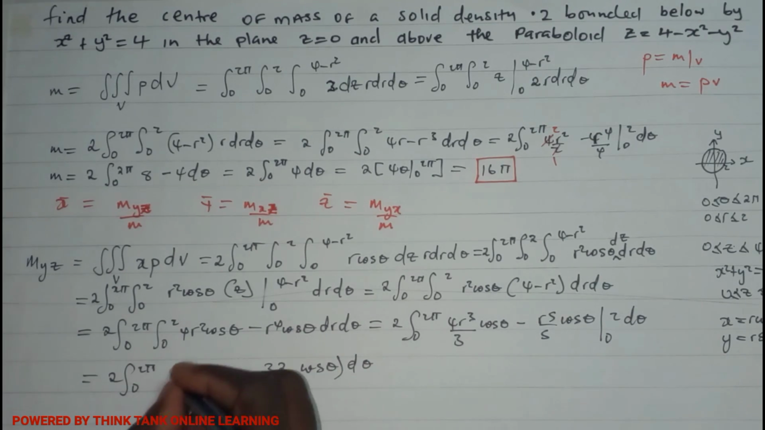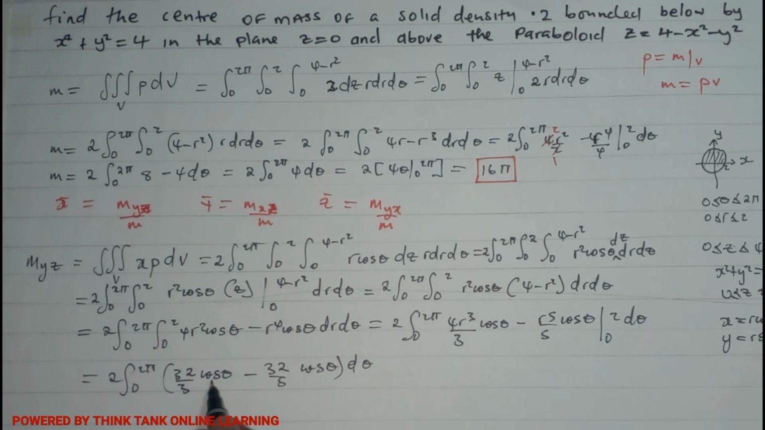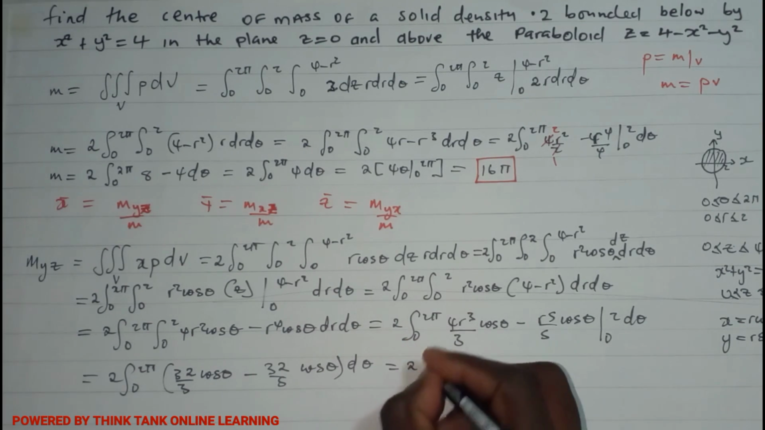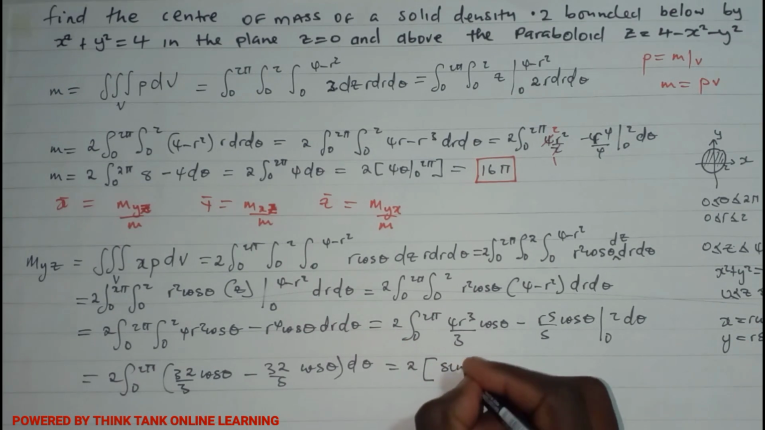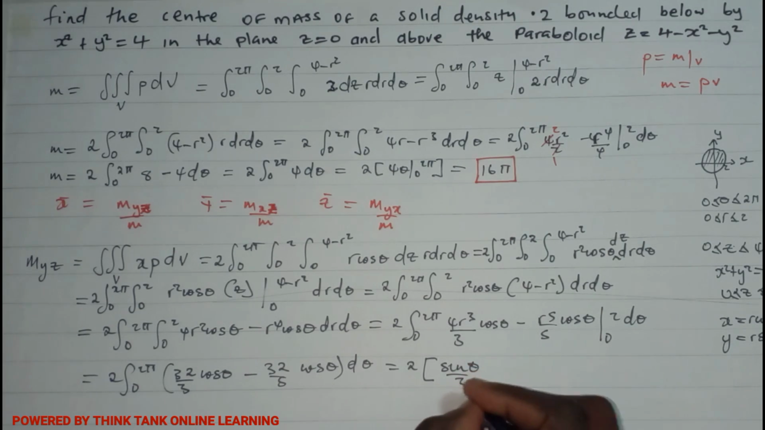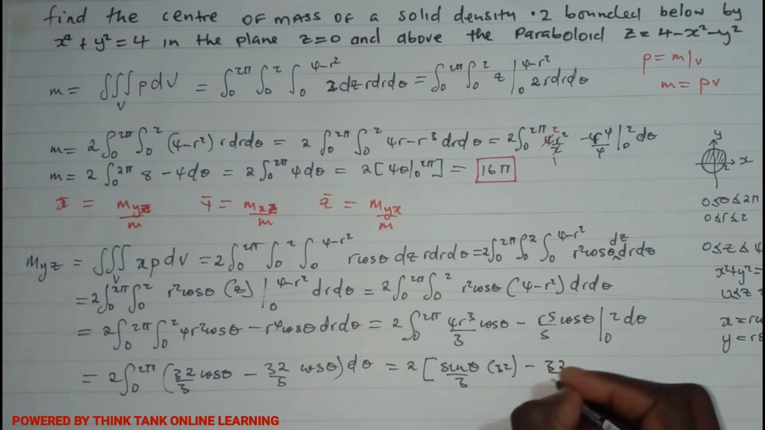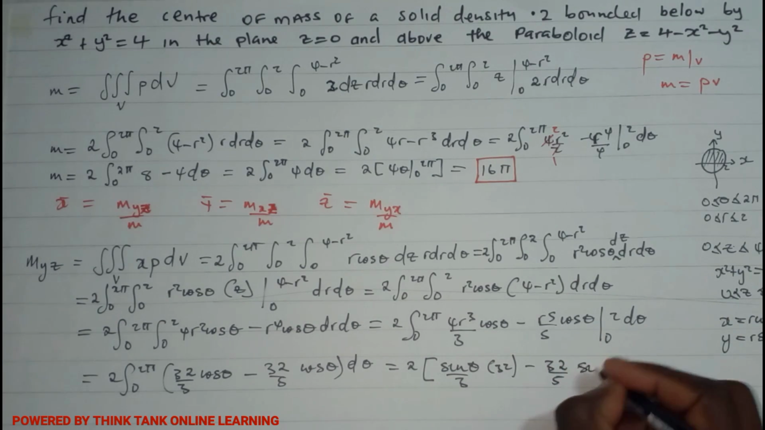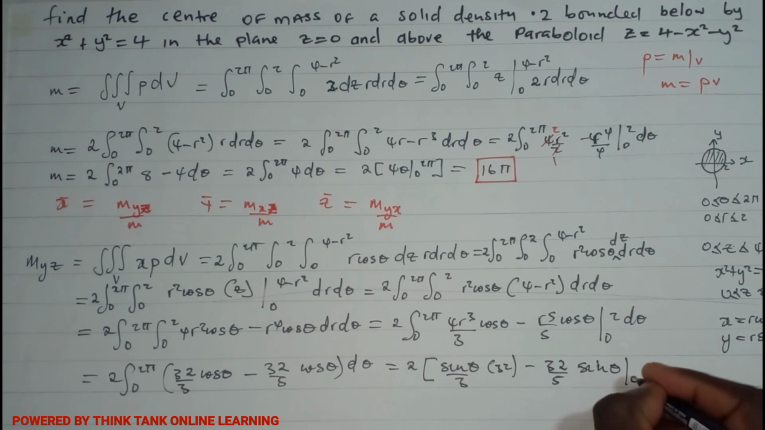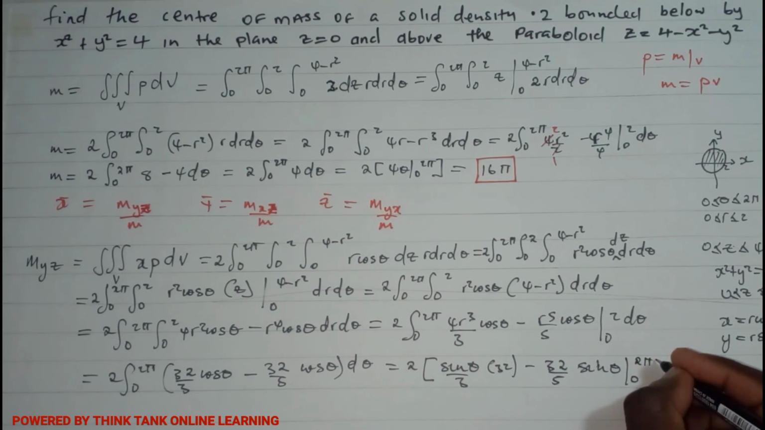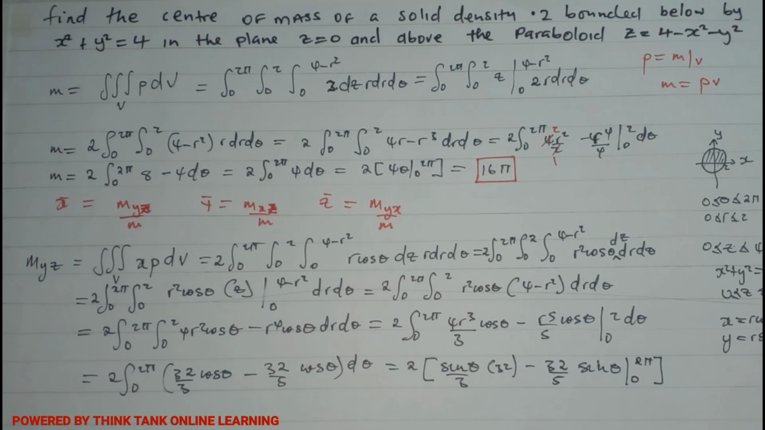So let's integrate with respect to theta. If we integrate cos theta, we get sine theta. So we have 2 times sine theta over 3 times 32, minus 32 over 5 sine theta, from 0 to 2 pi. You know that sine 2 pi equals 0 and sine 0 equals 0, so we're going to have 0.